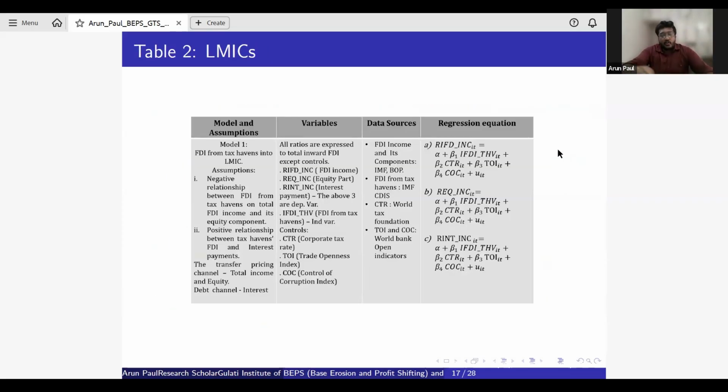So coming to our first model of lower middle income countries, we assume a negative relationship between FDI from tax havens and total FDI income and its equity component, and a positive relation between tax haven FDI and interest payment. So all three channels, that is transfer pricing, royalty payment, and debt channel, are covered in the three variables of interest. And our controls are corporate tax rate, trade openness index, and control of corruption index. The data for all the variables are sourced from the IMF balance of payments database, the IMF coordinated direct investment survey database, and World Bank open indicators.